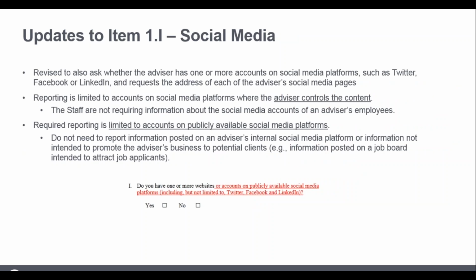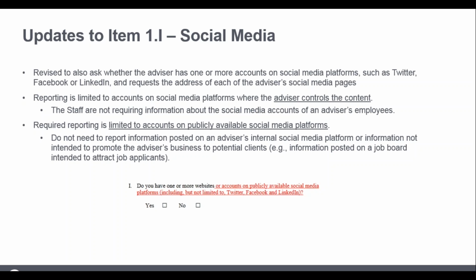So moving on to social media. Aside from the managed account stuff, this is probably the area that we're seeing the most buzz about. So basically, if the advisor has one or more social media accounts, on Twitter, Facebook, LinkedIn, you're going to need to disclose that and then include the address of your social media pages. And this is going to be limited to social media platforms where the advisor controls the content. So you don't need to report on your employees' social media accounts.